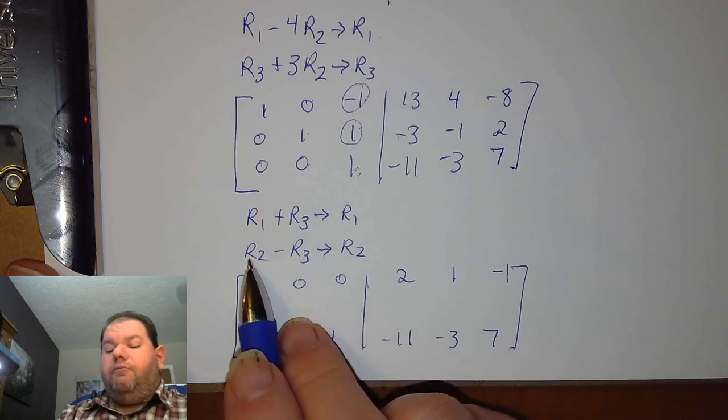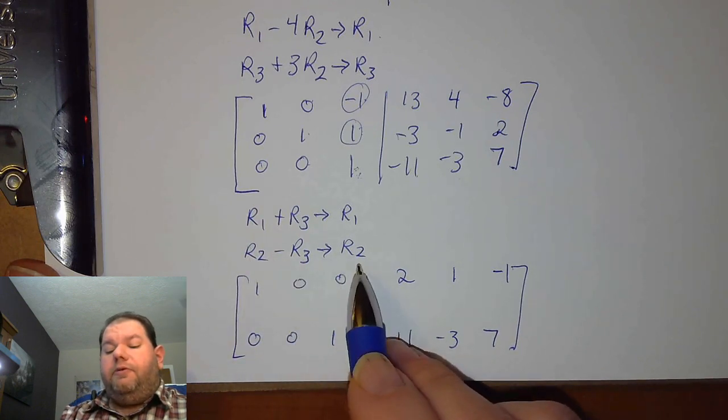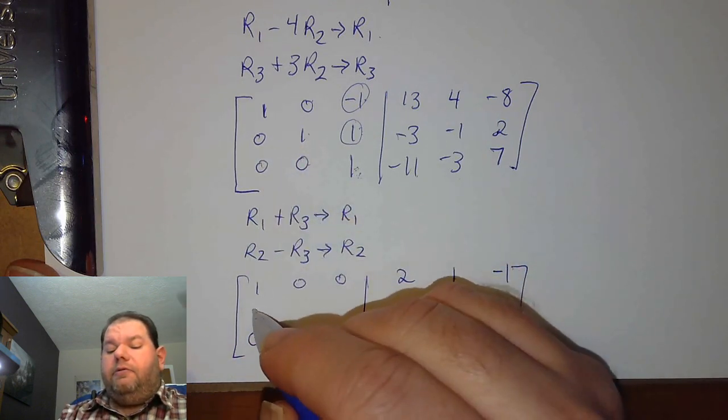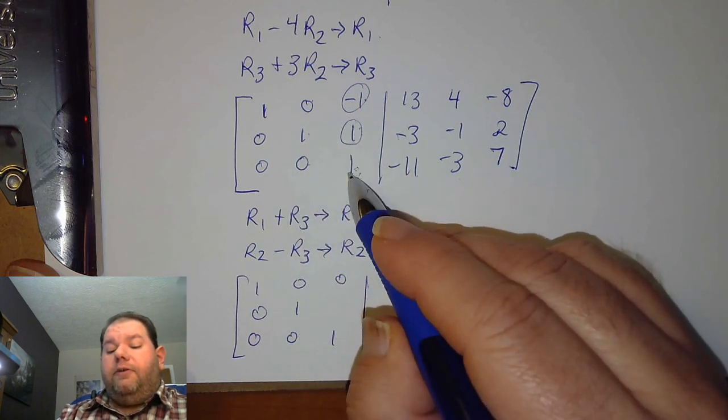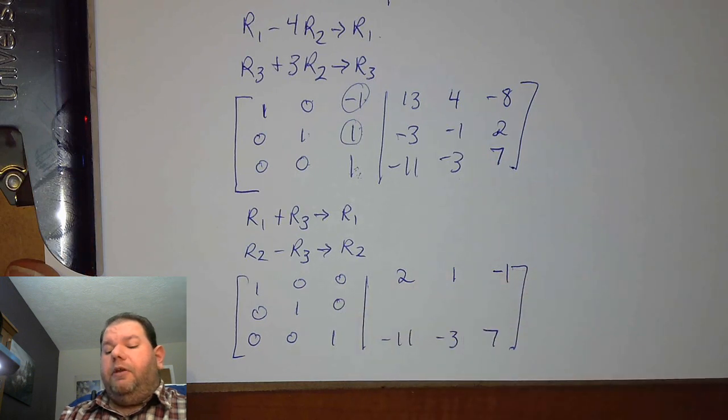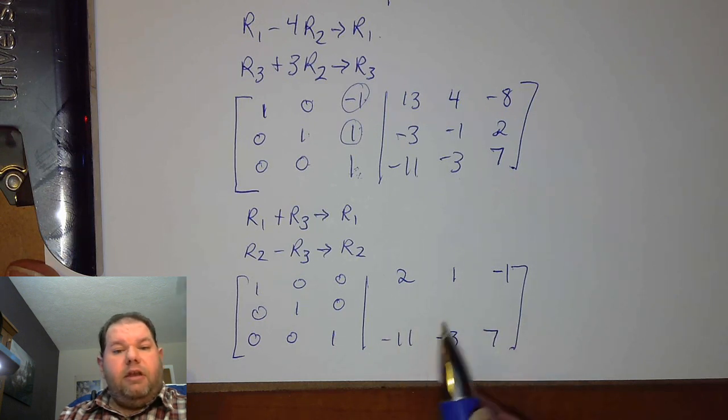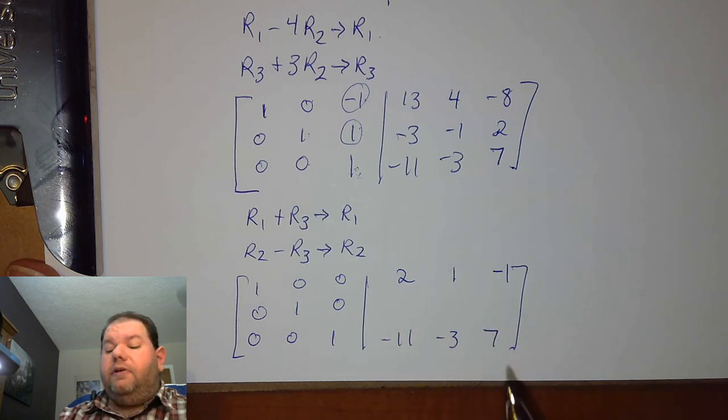And then row 2 minus row 3 becomes row 2. 0 minus 0 is 0. 1 minus 0 is 1. 1 minus 1 is 0. Now we see that the left half is now the identity matrix, and whatever we get over here will be the inverse of the original matrix.